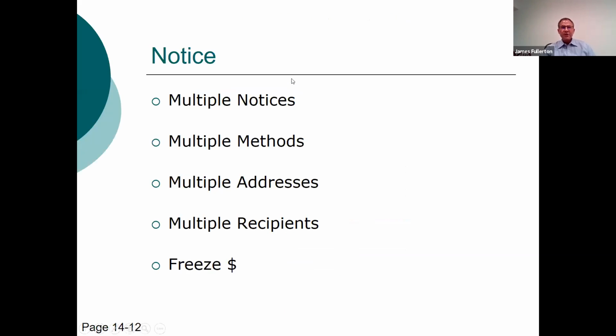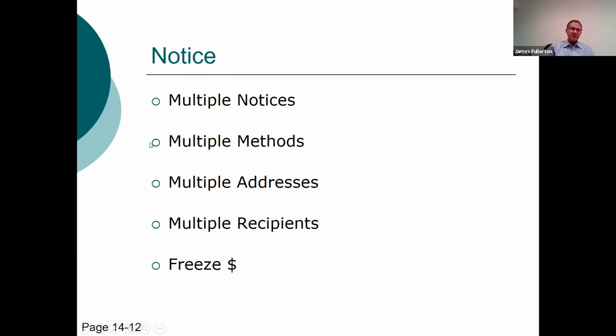Okay, so for that reason, you're going to send multiple notices by multiple methods to multiple addresses to multiple recipients. You cannot send too many notices. The only possibility is sending insufficient notices. In other words, multiple recipients, we just finished talking about, the owner, the GC, the surety, if you know who that is. If you have more than one address for the general contractor, send it to both addresses.